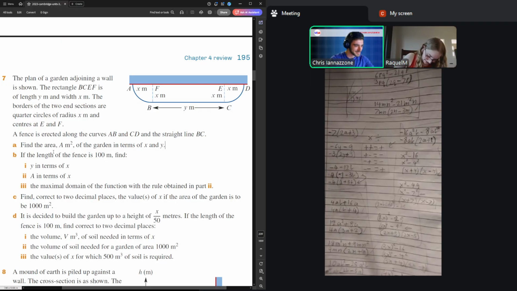Easy enough. Cool. Now for the fun bit where we start having to get terms in terms of each other. So we're given a fixed value for length, so that's going to relate to one of those terms. Get y in terms of x. Yeah, let's just start with that. Y in terms of x.